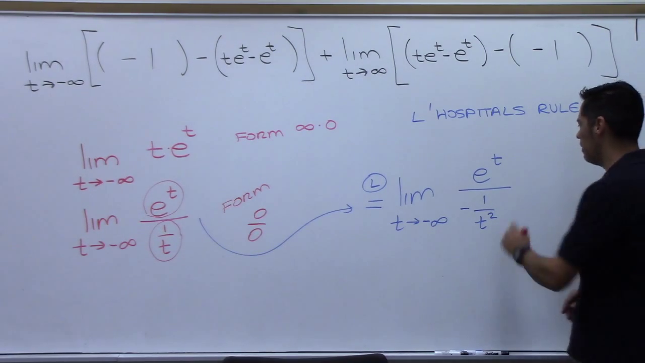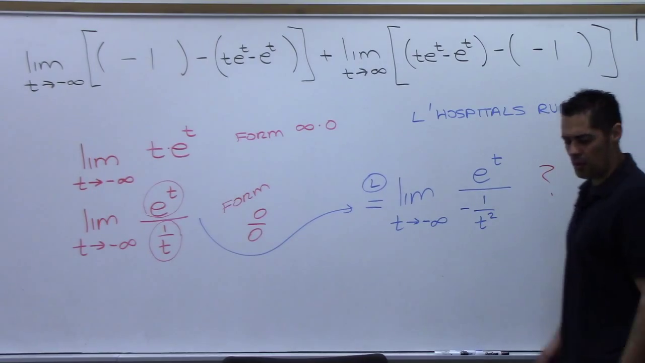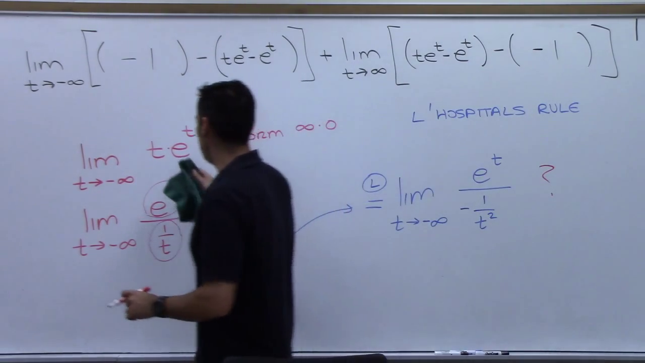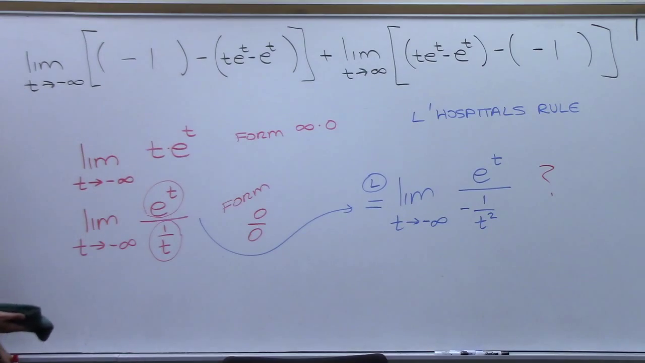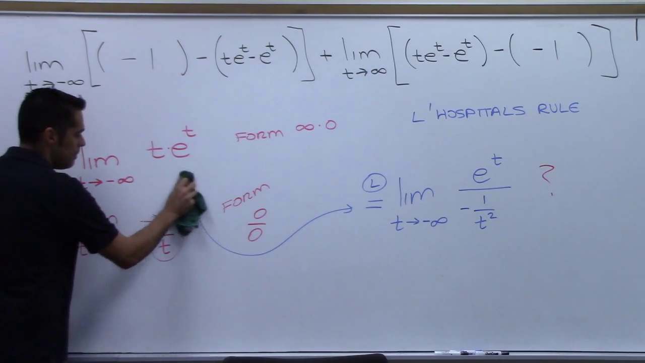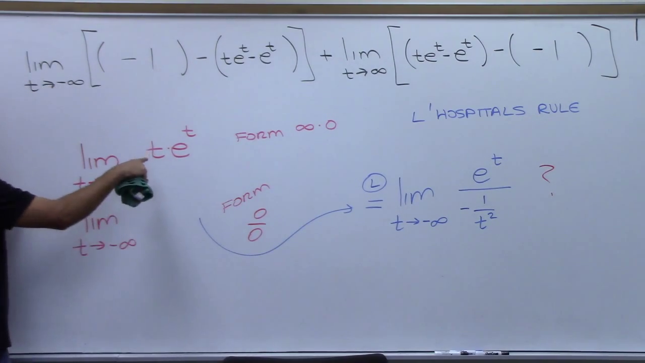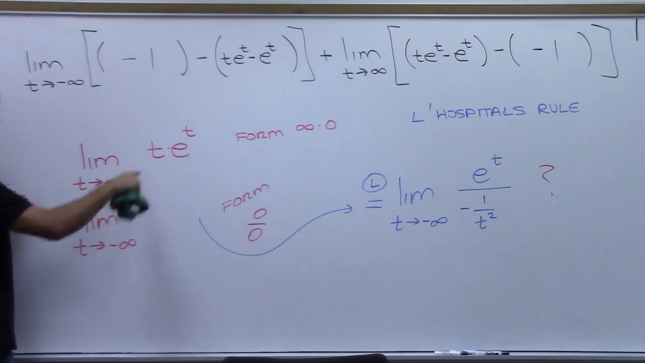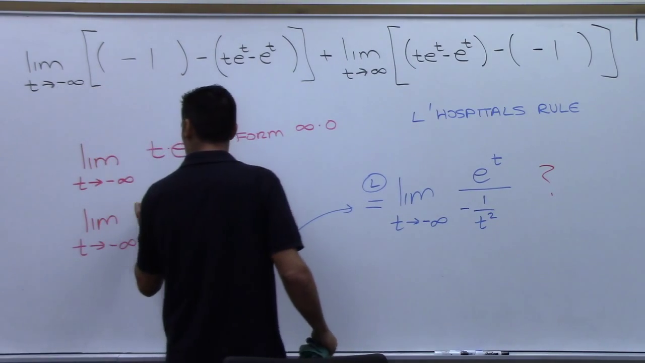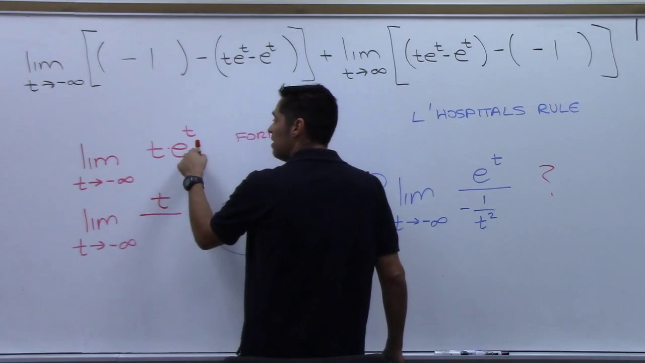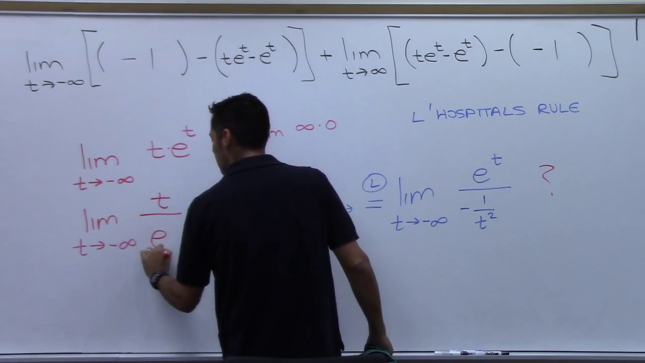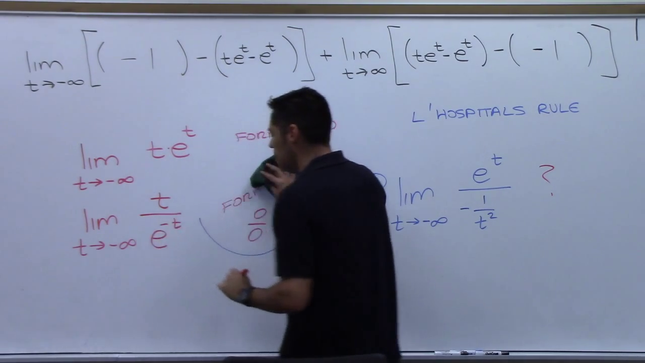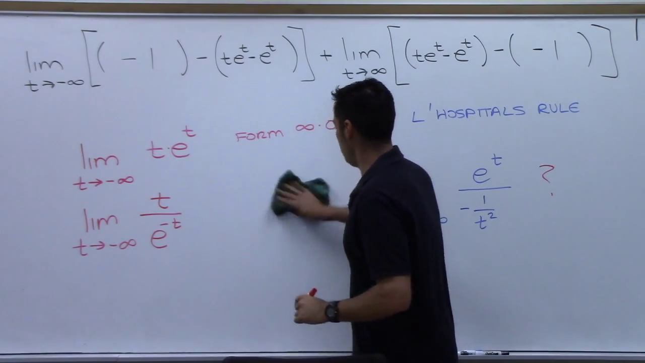So let's go back to this, and let's drop the other one down. If I drop the other one down, let's see what happens. So I would drop the e to the t down and leave the t on top. When I drop e to the t down, it becomes e to the negative t. Agreed?